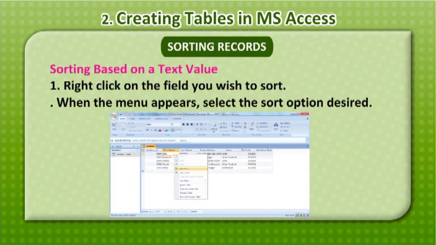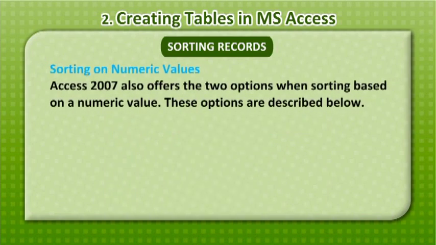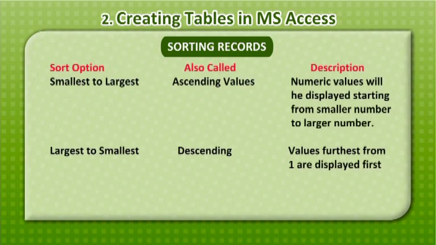Sorting based on a text value. 1. Right-click on the field you wish to sort. When the menu appears, select the sort option desired. Sorting on numeric values. Access 2007 also offers the two options when sorting based on a numeric value. These options are described below. Sort option, also called description.